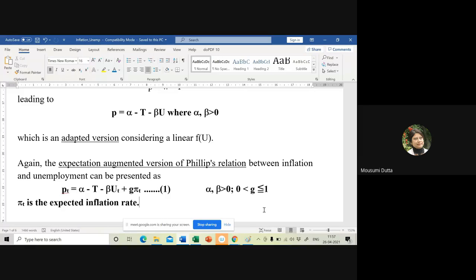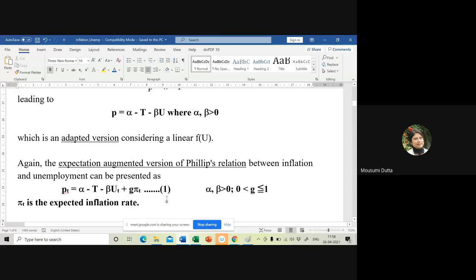Okay, look at the right hand side, alpha, beta greater than 0. Earlier also I mentioned this. Here I'm mentioning the possible range for g. g is strictly greater than 0, however less than or equal to 1. So this is the value of g, a positive fraction, maximum value is 1. So pi t is the expected inflation rate.